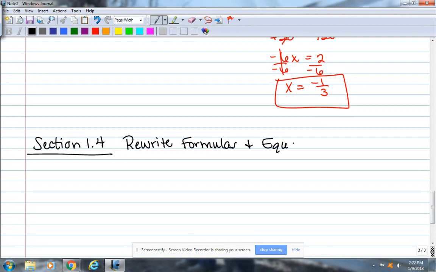And this is something that is not always easy for people, because sometimes it's difficult for people to understand how to solve an equation when all you have is variables. And that's what we're going to be doing in this section: rewriting equations to highlight one of the variables. So we're rewriting equations and formulas today to specify one of the variables.